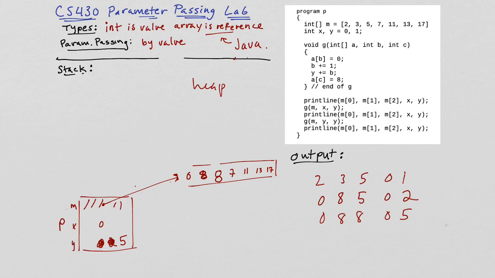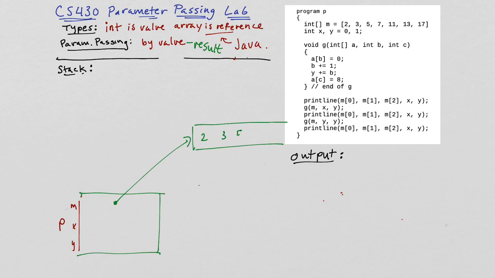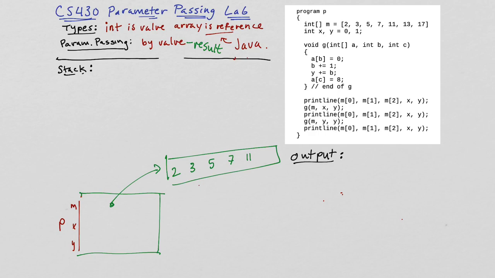So for the final one, it's the same setup, except we're going to do pass by value result this time. And so int is still a value type, array is a reference type. So we're going to have this big array here. 2, 3, 5, 7, 11, 13, and 17. There we go, and x is 0 and 1, and we print out 2, 3, 5, 0, 1.